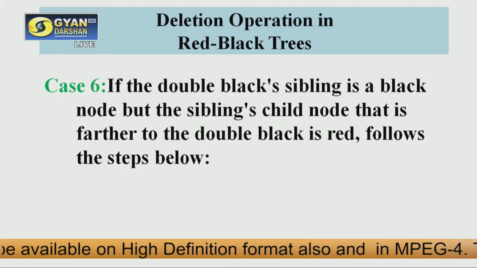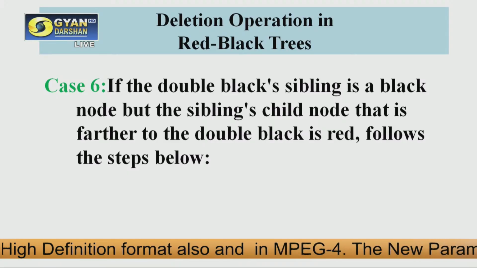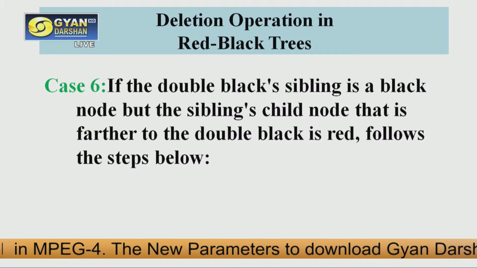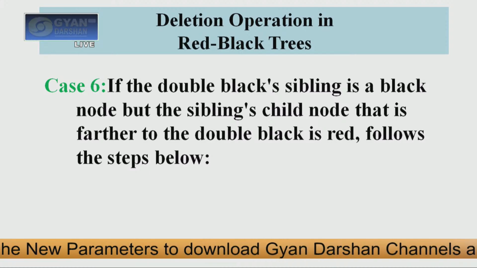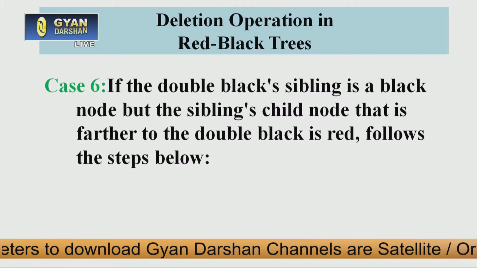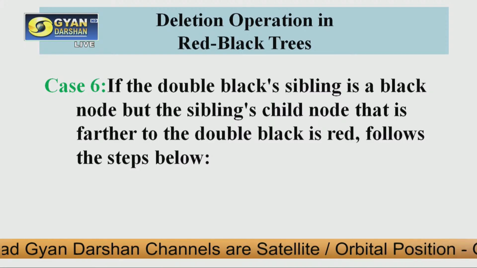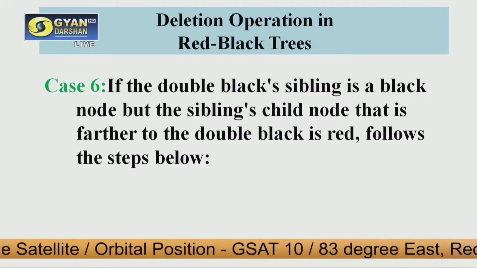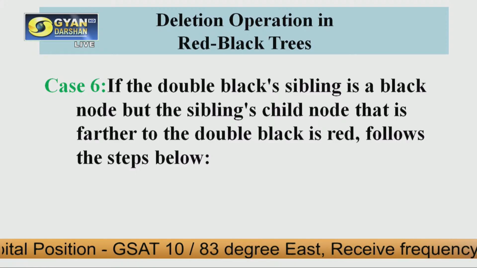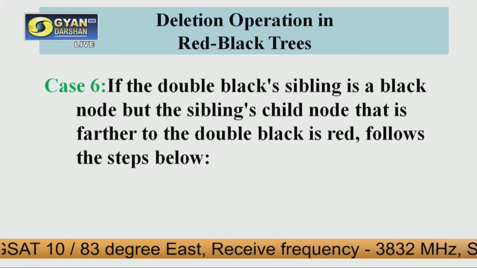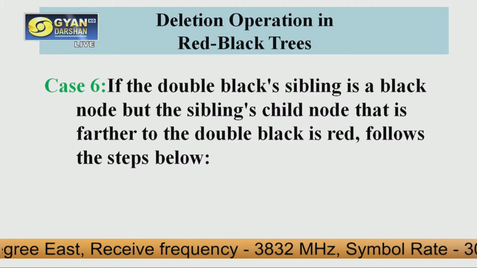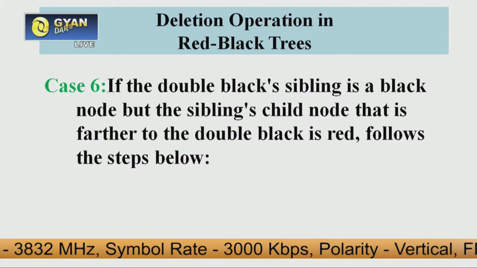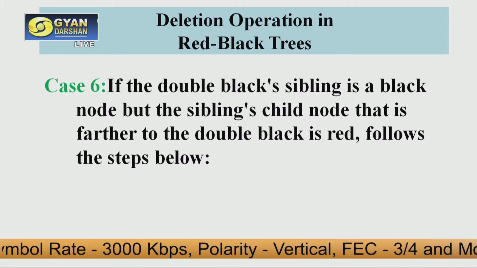Case 6 says that if the double black's sibling is a black node, but the sibling's child node that is farther from the double black is red. Here we are talking about the sibling's farther node. If it is red, then what do we do? So the sibling is black, but the sibling's child node that is farther from this double black is red.